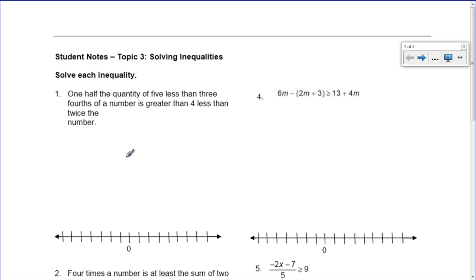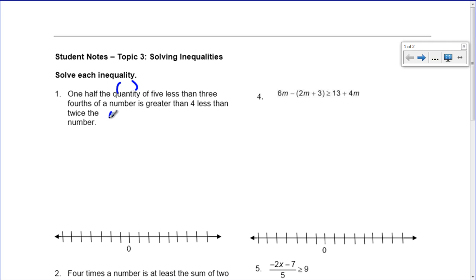So number 1, here's a word problem. We're going to have to write the inequality, then solve it. So it's telling us 1/2 of the quantity, which means parentheses, of 5 less than 3/4 of a number is greater than 4 less than twice the number. So I'm going to have to write an inequality first.